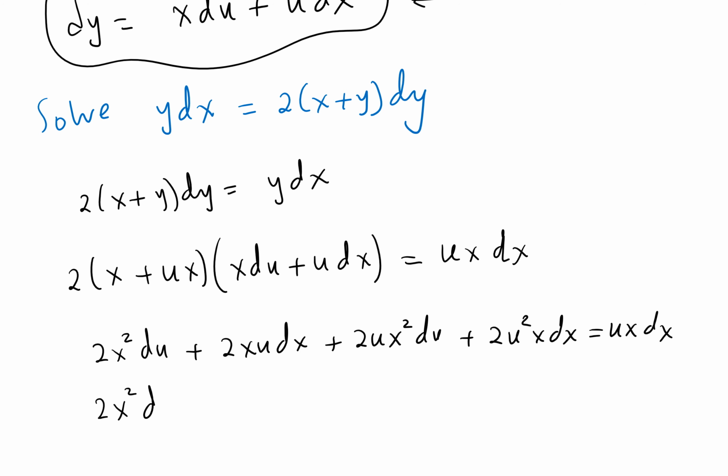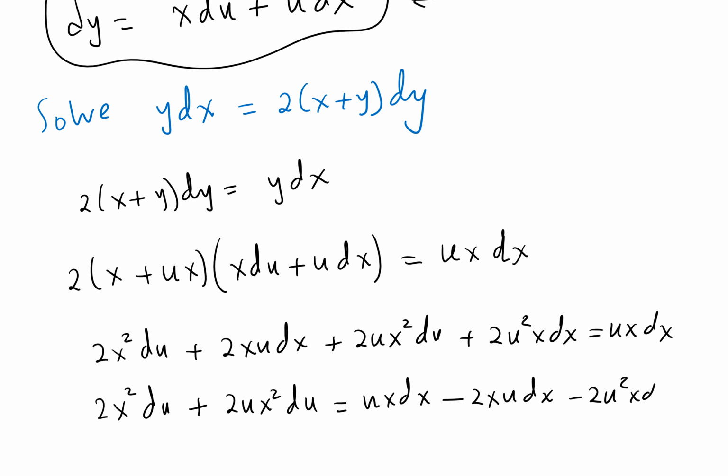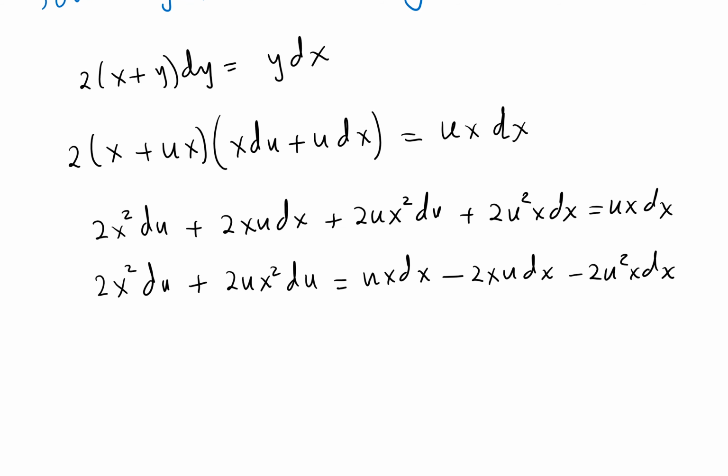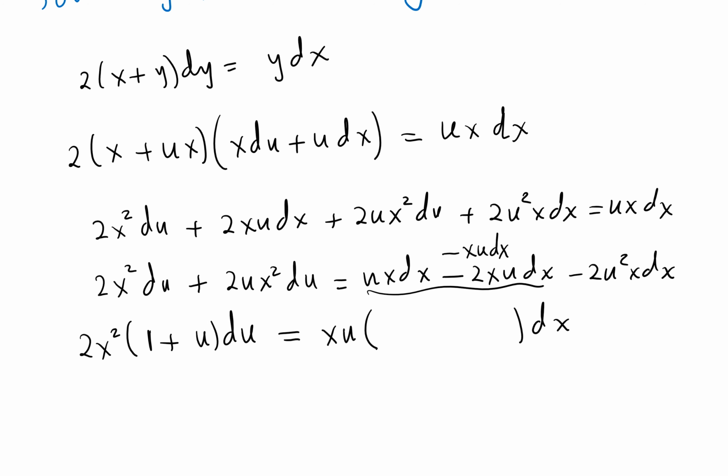We can keep the du's on one side and the dx's to the other side. We can factor a 2 here and x squared, and I'll leave a 1 plus u du. These two become negative x u dx. We can factor x out, du out, and a dx. That would leave a negative 1 minus 2u.